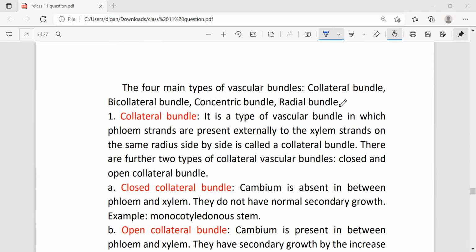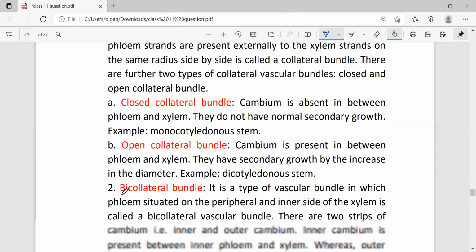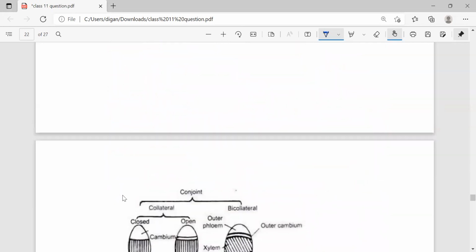So collateral bundle is a type of vascular bundle in which phloem strand is present externally to the xylem strand on the same radius, side by side, and it is of two types. One is closed, one is open. When cambium is absent between the xylem and phloem, it is called closed. When cambium is present between xylem and phloem, then it is called open. Now go for the diagram.